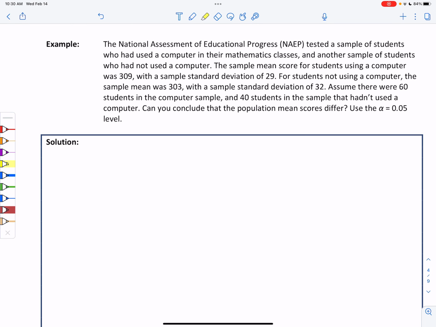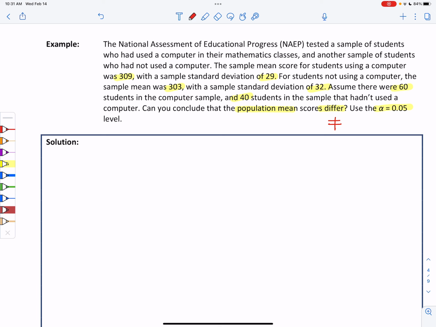So let's look at how we would apply the basic steps for a hypothesis test to the two groups that we were asked to compare here. All right, so we already pulled the important information. We had mean, standard deviation, and sample size for each group. We want to know if the population mean scores differ, right? That just means we're looking for not equal to. It doesn't say one's greater than the other or less than the other. If they differ, it just means they are not equal to. And we're going to run the test with a level of significance at 0.05.